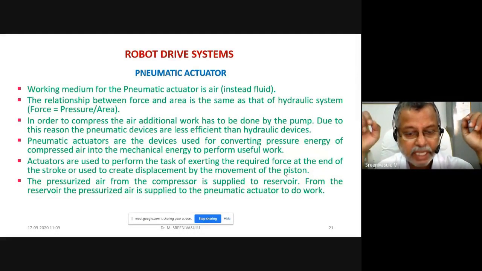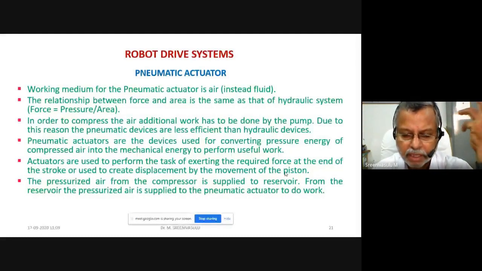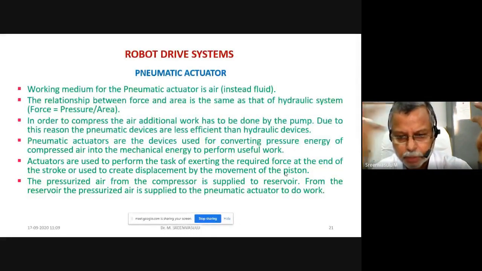The pressurized air from the compressor is supplied to the reservoir, that we have discussed already. From the reservoir, the pressurized air is supplied to the pneumatic actuator to do work. How to maintain the pressure within that particular reservoir? Obviously you are going to keep the motor and compressor on. That is the condition we maintained in the case of the air compressor experiment, which we have already done.